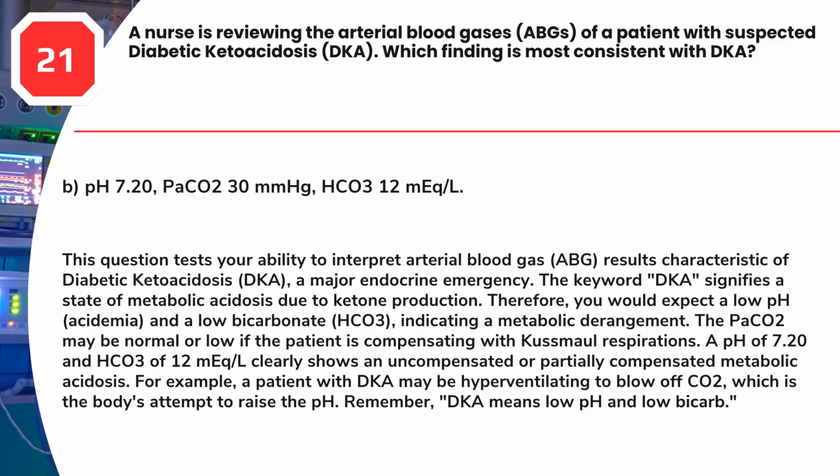The PaCO2 may be normal or low if the patient is compensating with Kussmaul respirations. A pH of 7.20 and HCO3 of 12 milliequivalent/L clearly shows an uncompensated or partially compensated metabolic acidosis. For example, a patient with DKA may be hyperventilating to blow off CO2, which is the body's attempt to raise the pH. Remember, DKA means low pH and low bicarb.